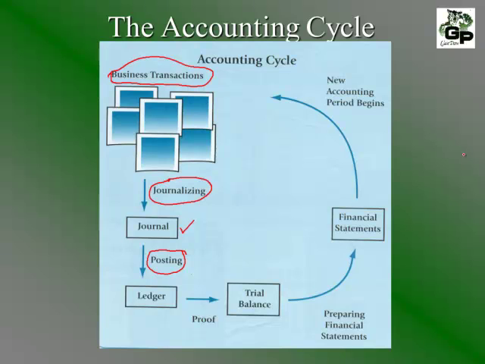We learned also how to check the mathematical accuracy of all the items in the ledger and the journal by creating a trial balance. The trial balance, once it balances, will help us easily determine and easily produce the financial statements, the income statement and the balance sheet. Once the financial statements have been prepared, we are at the end of the accounting cycle and we have to start a new one, and we go through the whole cycle all over again.